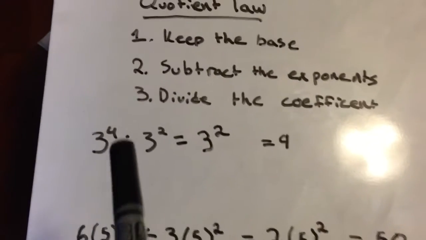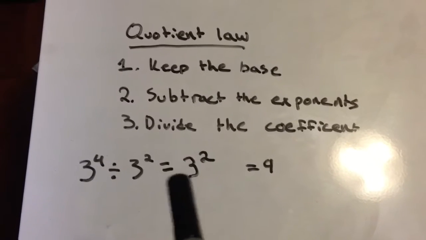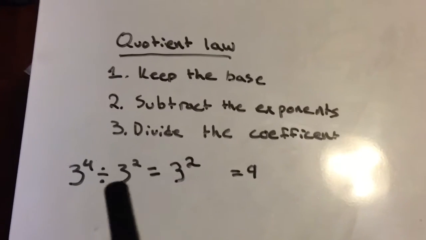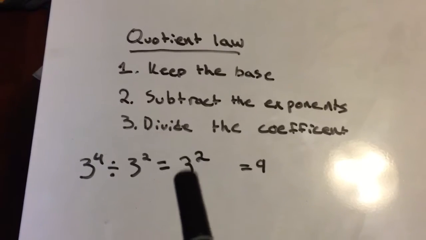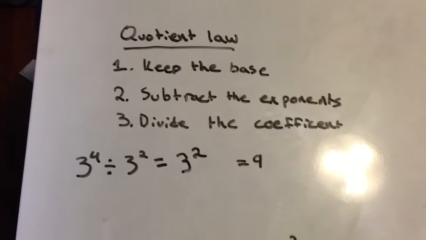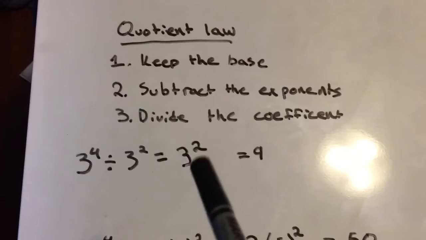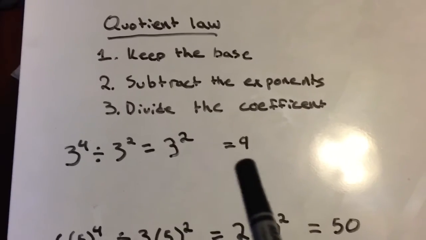So in this example, of 3 to the power of 4 divided by 3 to the power of 2, we keep the base, so 3 is the base, so we keep that. We subtract the exponents, so 4 minus 2 is equal to 2. And divide the coefficients, there are no coefficients, so that does not apply to this question. So this is our final reduction. So 3 to the power of 2, if we want to find the final answer, it's equal to 9.